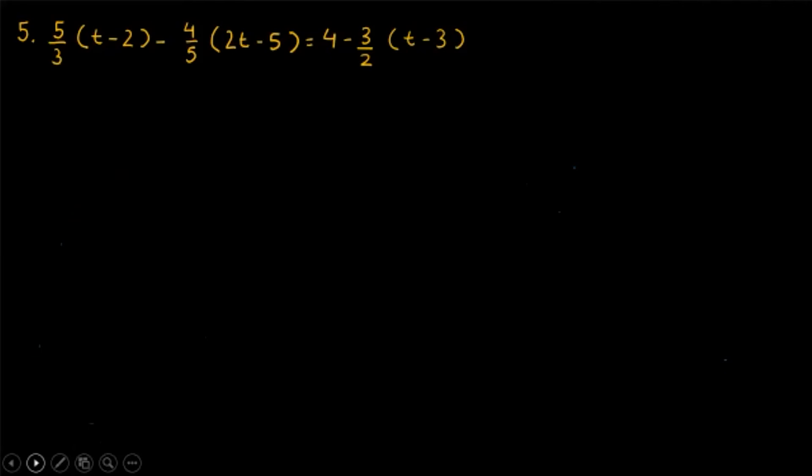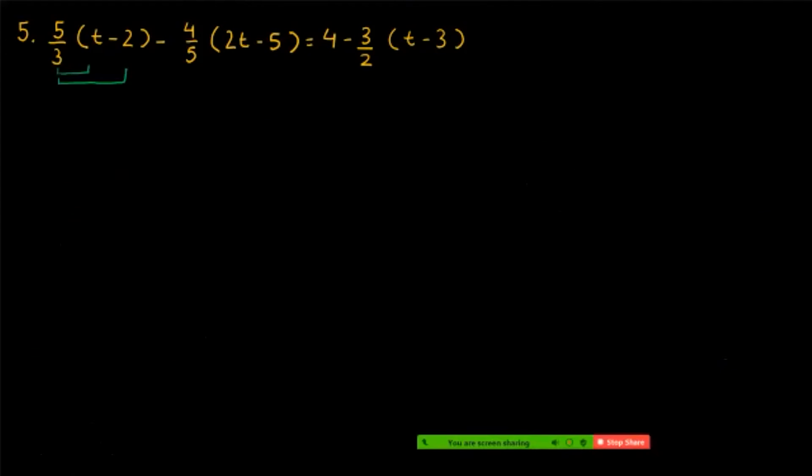So 5 upon 3 times by t, where did my t go? And 4 upon 5 times by 2 upon t, and then times by minus 5. Same here, 3 upon 2, minus 3 upon 2 times by t, and minus 3 upon 2 times by minus 3. Okay, so now that we have that here, now let's use the distributive law to expand the brackets. So 5 upon 3 times t is just going to be 5 upon 3 t minus 5 upon 3 times 2. Let me have the working out station here so it's easier for us. So 5 upon 3 times 2, well, that's just going to be 10 upon 3 because we can't cancel out the 3's and the 2's, so it will just become 10 upon 3.